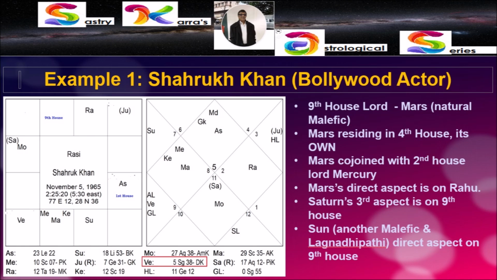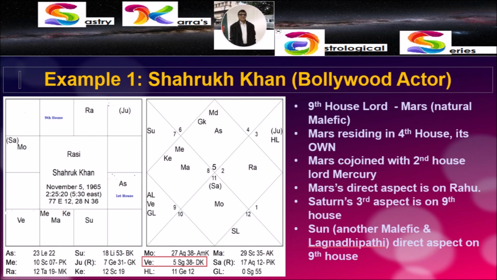So let's go and look at the 9th house lord Mars. The 9th house lord Mars is also the lord of the 4th house, Sukhasthanam. So the Dharmasthanadipati and Sukhasthanadipati are both a malefic planet, Mars. And the malefic planet Mars is residing in the 4th house, in its own house. So that means the 9th house lord became extremely strong. Now Mars is aspecting, having a direct aspect on another malefic planet, Rahu.